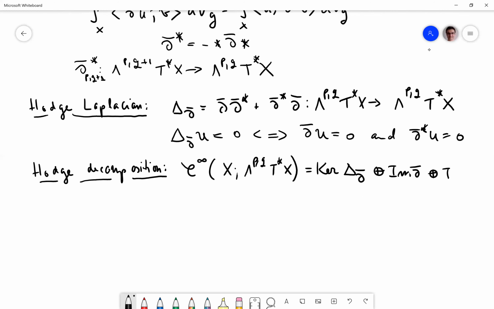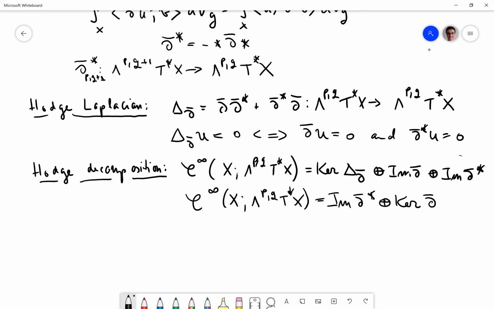As in the real case, you can write this again as the image of ∂̄* plus the kernel of ∂̄. In other words, these two subspaces are orthogonal to each other, and moreover, their sum gives the whole C infinity space.